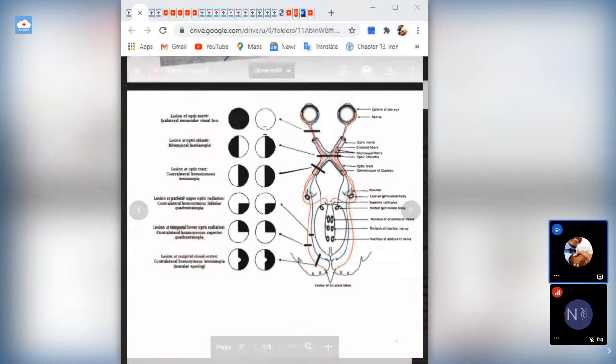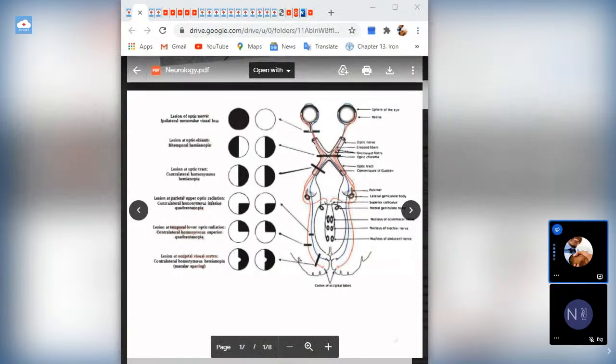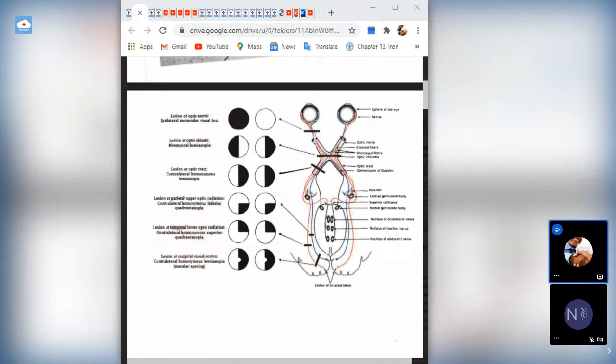Now, a lesion at the optic chiasma gives you something known as bitemporal hemianopia. Bitemporal because it affects the two temples. The visual field is divided into the temporal region and the nasal region. So bitemporal means it affects the two lateral sides of both eyes. And the reason is that as impulses flow from the retina through the optic tract, when they get to the optic chiasma, it divides into two.